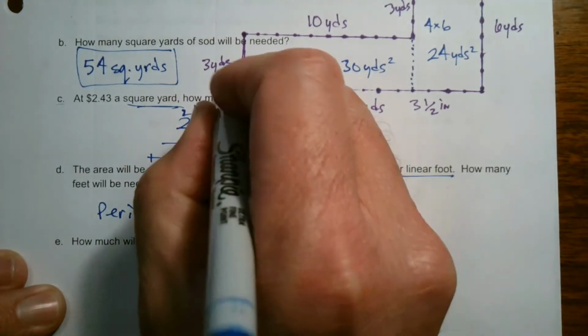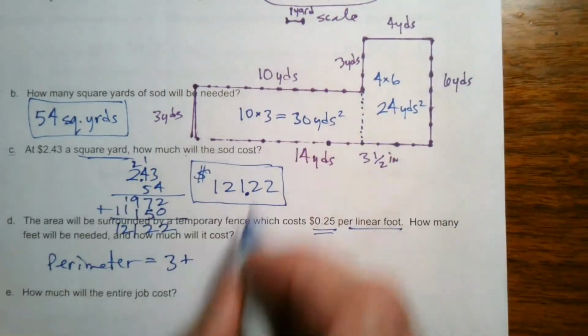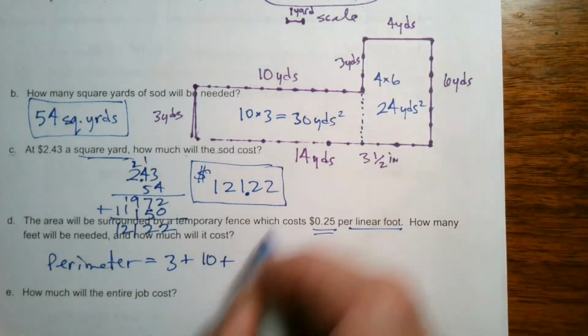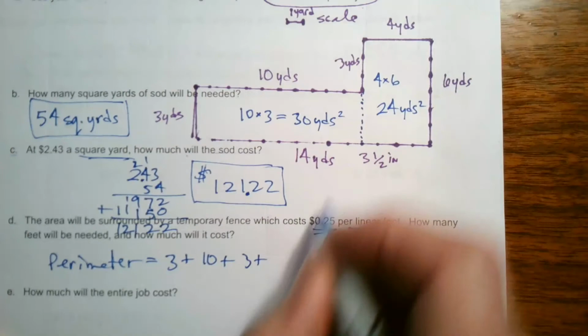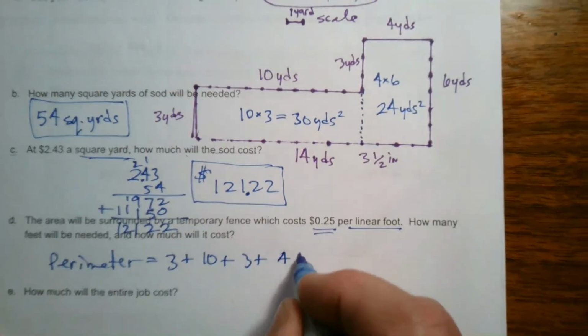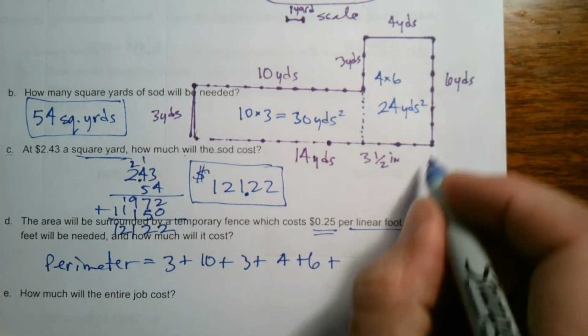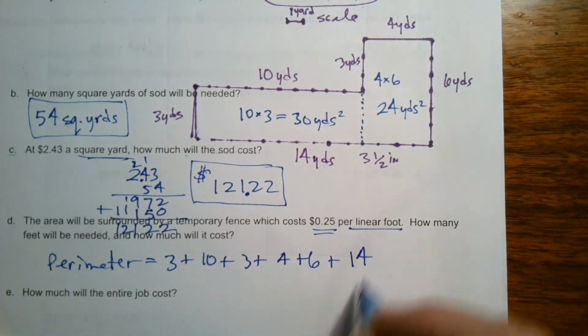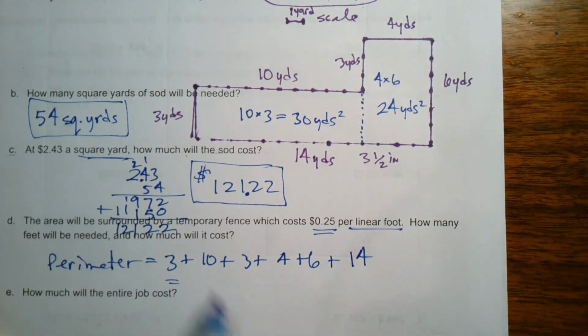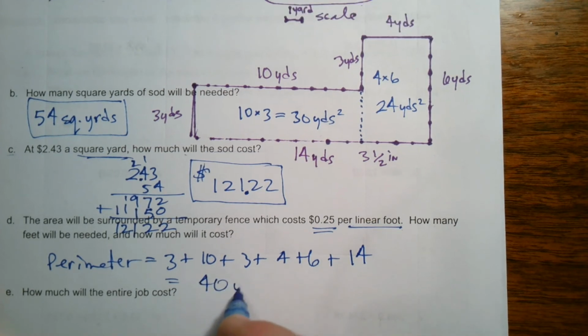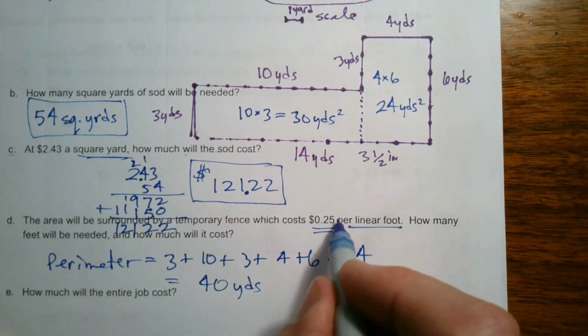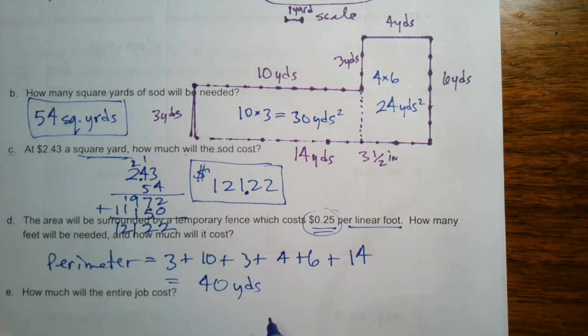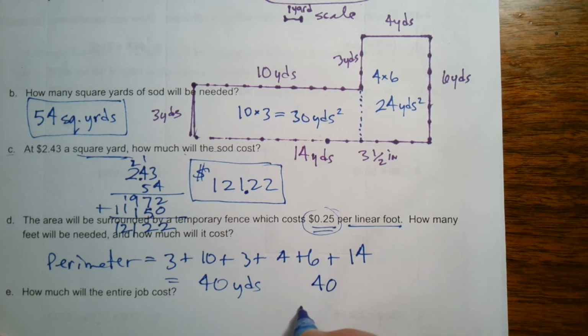So it's 3, I'm starting here, 3 plus 10 plus another 3 plus the 4 plus 6 plus, and then the bottom is 14, right? So if I add all those up, let's see, I got 16, 20, and 20 makes 40. So there's 40 yards in perimeter, and each yard is 25 cents. So now I've got to take this 40 and multiply it by 25 cents, right?